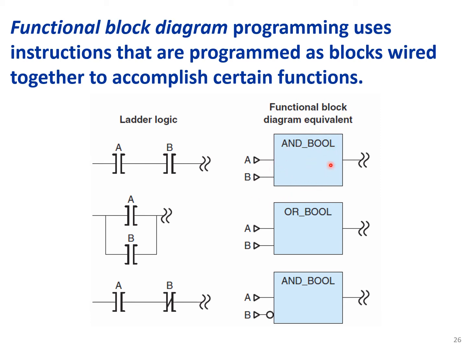So here we have a Boolean AND function block, and if A and B both are true, the output of this block will be true. Here we have parallel branches, which is equivalent to the OR, and we have again here two contacts in series, which is equivalent to the AND, but one of them is negated. So we have this circle here that shows first the B should be negated before going through that Boolean AND function block.